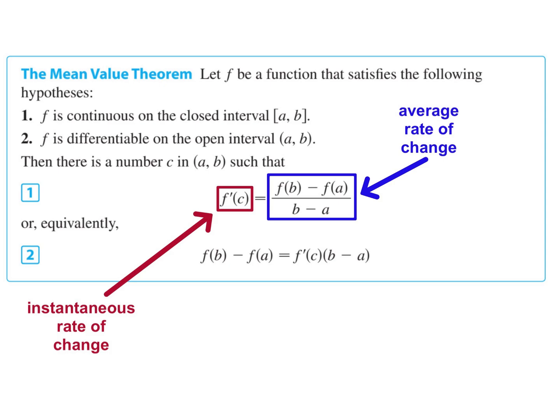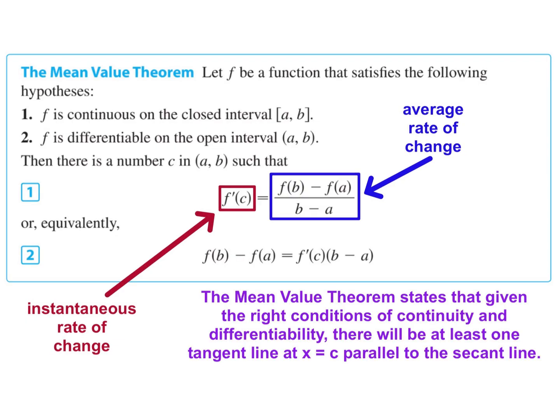Okay, so what the mean value theorem states is that there's a point c, if these things are true, where the instantaneous rate of change, the slope of the tangent line, will equal the average rate of change, the slope of the secant line. This is just another rearrangement of that. That's what this is saying down here. There's going to be at least one tangent line at some x value equals c that will be parallel to the secant line, because the slope of the tangent line is equal to the slope of the secant line.